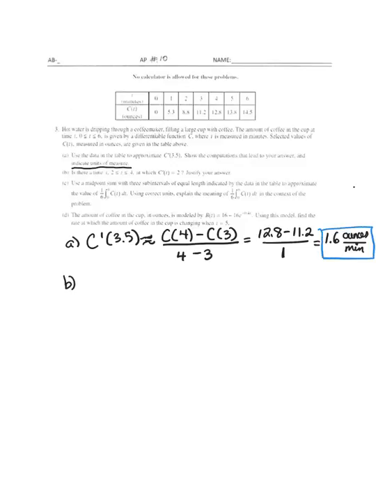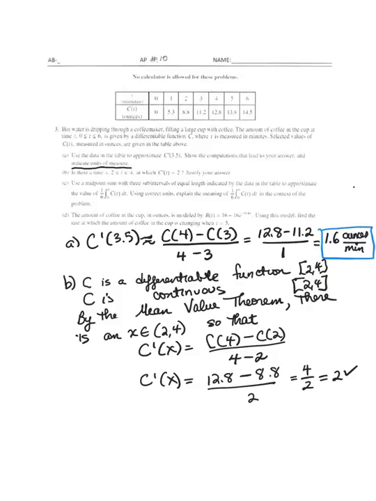Okay, so part B says, is there a time between 2 and 4 at which the derivative of C is 2? Justify your answer. Now whenever we're asked about the existence of a derivative of a function, and we know that the function that's given is differentiable, we immediately go to the mean value theorem. And let's make sure we state the hypothesis. We're given that C is a differentiable function from 0 to 6, which implies C is a continuous function from 0 to 6, in particular the interval from 2 to 4.